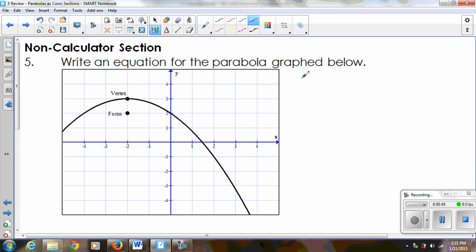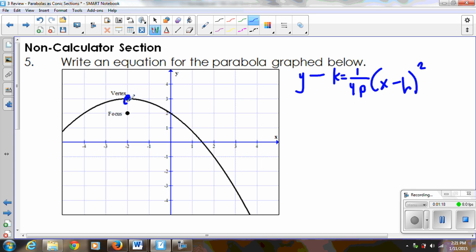Okay, so if the equation is of the form y equals x squared, remember when we translate it, when we move everything around, it's going to be y minus k is equal to 1 over 4p times x minus h, the quantity squared. So there are a couple things I need to figure out. I need to figure out the value of p, and I need to figure out the values of h and k. Well, h and k, remember, are just my vertex.